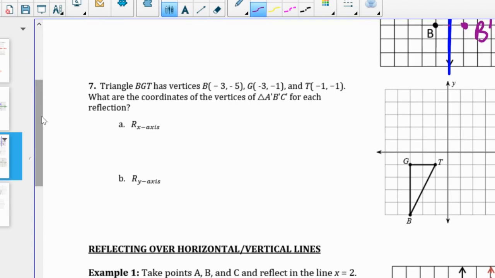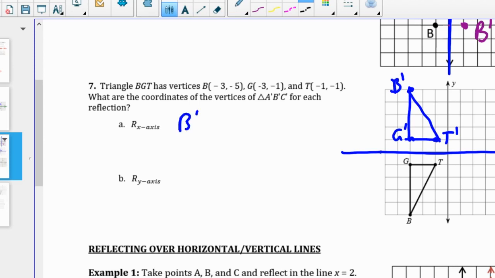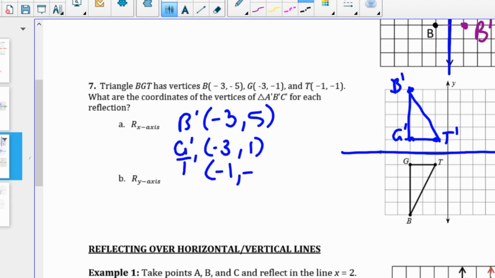For instance, if we have B, G, T, and we are looking to reflect across the x-axis, again, all three of these points are going to need to be the same distance away that they were originally. So those are both 1 unit below. G and T prime are now 1 unit above, and then B was 5 units below. B prime would now be 5 units above. So this would be our reflection over the x-axis. We would have B prime, G prime, and T prime, now located at (-3, 5), (-3, 1), and T would be at (-1, 1).